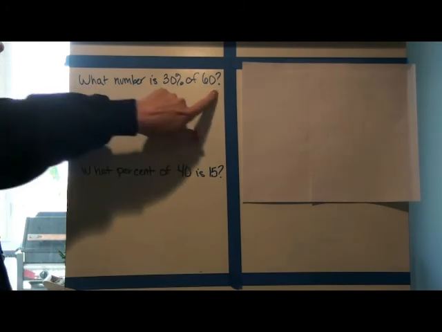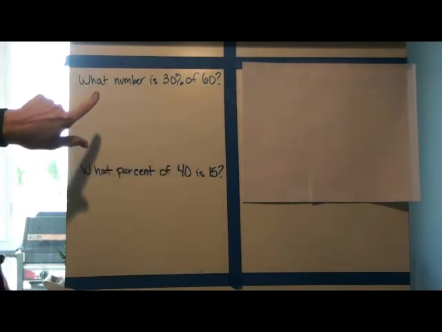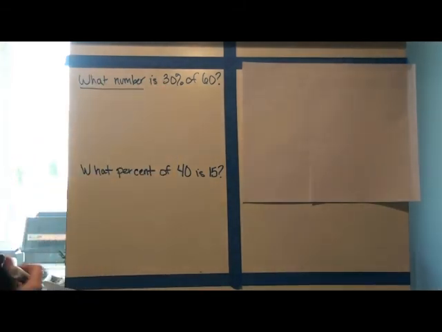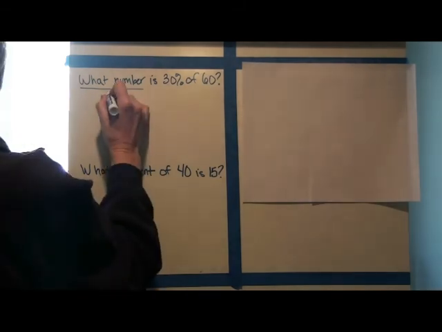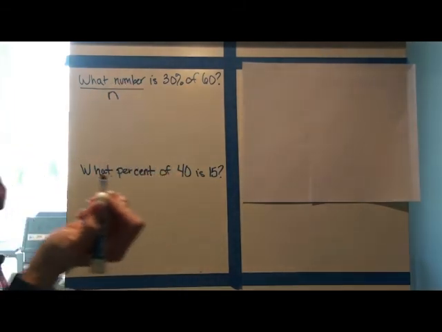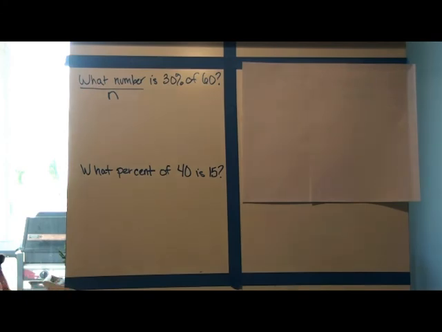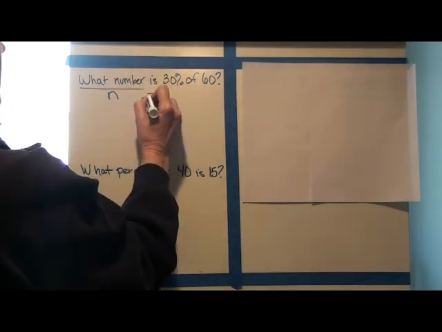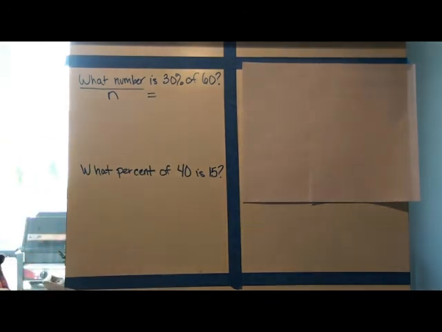In this question right here, the thing that we don't know is the number right there. That's where we're going to put our variable. So this would be n, because it's what number? We don't know, so let's call it n, or x. Is is the same as an equal sign.